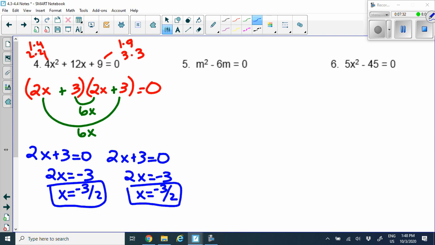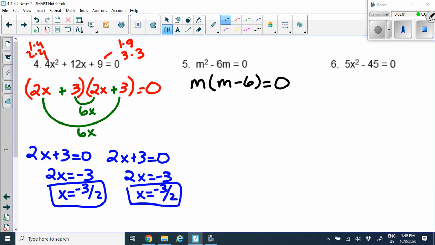Okay, let's look at the next one. m squared minus 6m equals 0. Is this set equal to 0? Yes. Do these two terms have something in common? Yes. Notice they both have an m in common. So we're going to go ahead and take that out and rewrite this equation here. So m squared divided by m just gives me m. Negative 6m divided by m gives me negative 6.